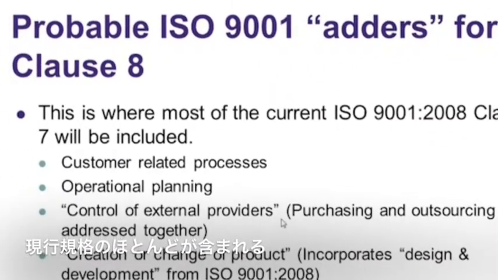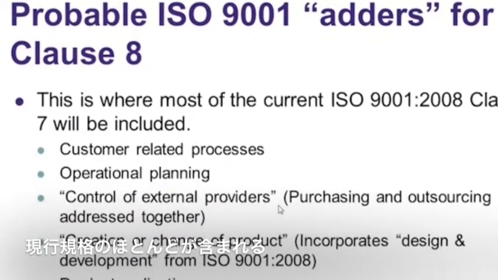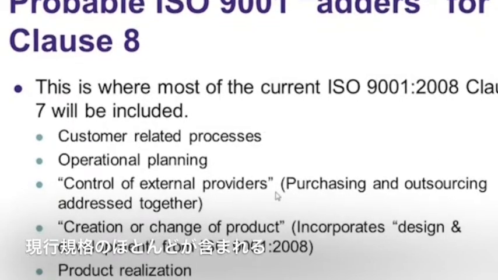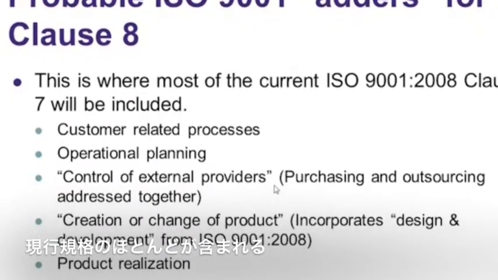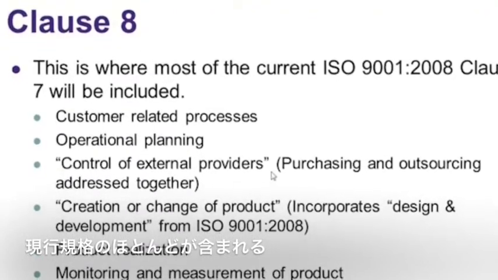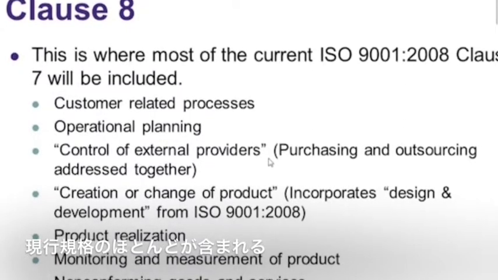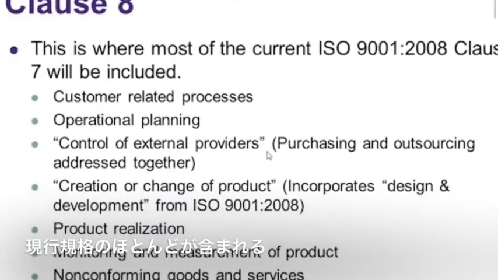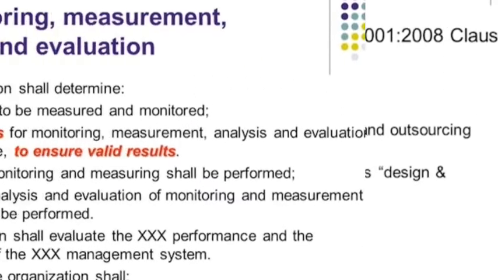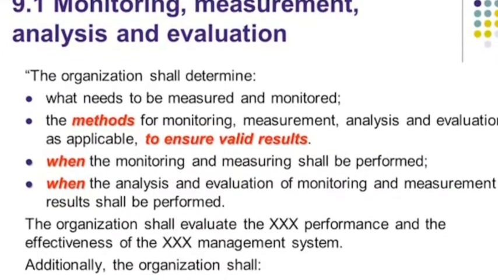And it's here in Clause 8, the operations part, where most of the current ISO 9001 Clause 7 will be included. Things like customer-related processes, operational planning, control of external providers, which is what we used to know as purchasing. We're now talking about creation or change of product, which essentially incorporates what we used to call, and still do call, design and development from ISO 9001:2008. There have been some concerns expressed about that, and I'll come on to those in a minute. Product realization, monitoring and measurement, and non-conforming goods and services. Then we've got Clause 9, where we talk about the monitoring, measurement, analysis, and evaluation.